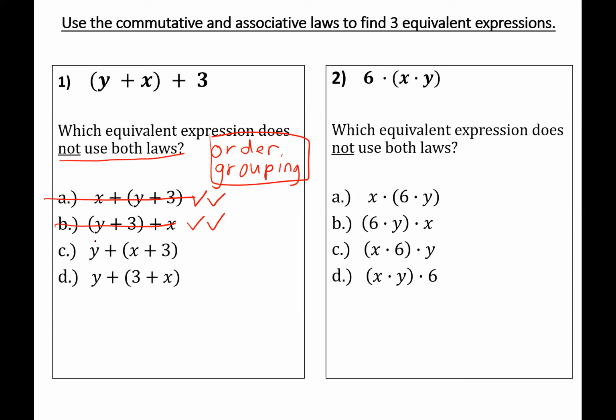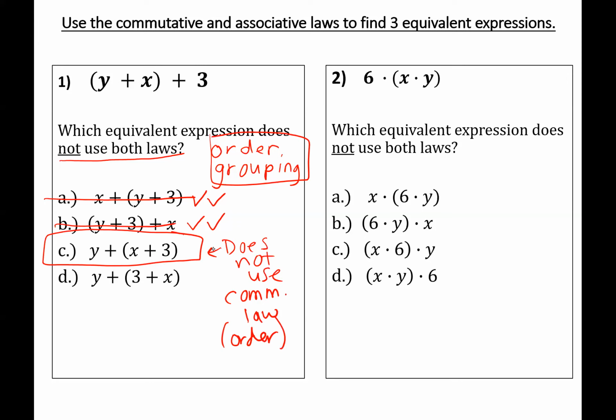Choice C, y plus parentheses x plus 3. The order here is the same as the original problem. The original problem had y plus x plus 3, and so does this one. So I think this is the choice we would select because it has not used both laws. I'm going to say it does not use the commutative law, abbreviating, because we didn't switch the order. So that would be the choice we would choose.